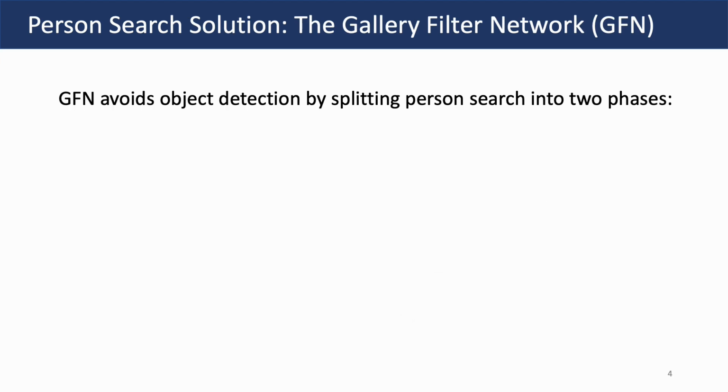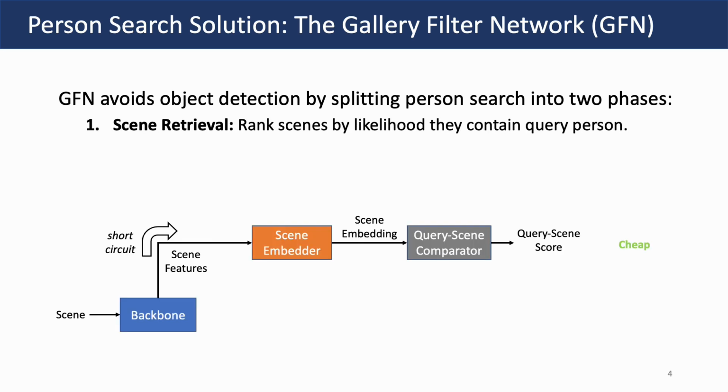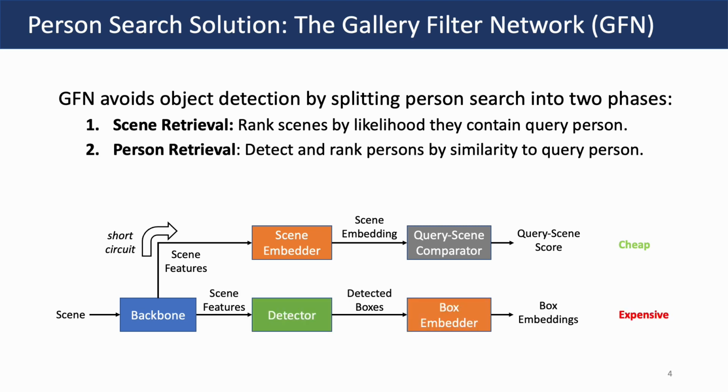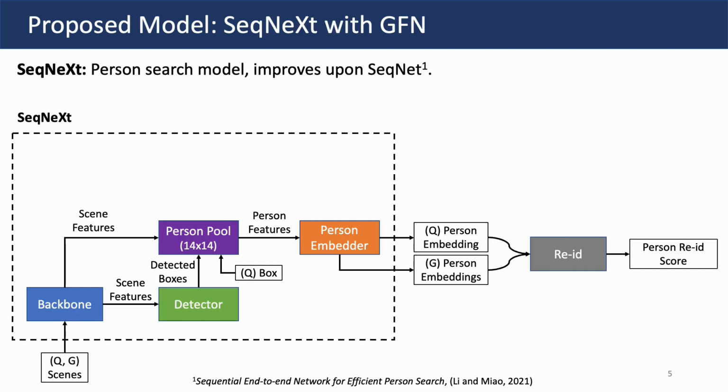Our model is called the Gallery Filter Network, or GFN, which avoids object detection by splitting person search into two phases. First, scene retrieval, in which we rank scenes by likelihood they contain the query person, and second, person retrieval, in which we detect and then rank persons by similarity to the query person. If a given gallery scene scores lowly in the first phase, we can avoid the second phase and save significant computation. To implement this two-phase process, we need a person search model in addition to the Gallery Filter Network.